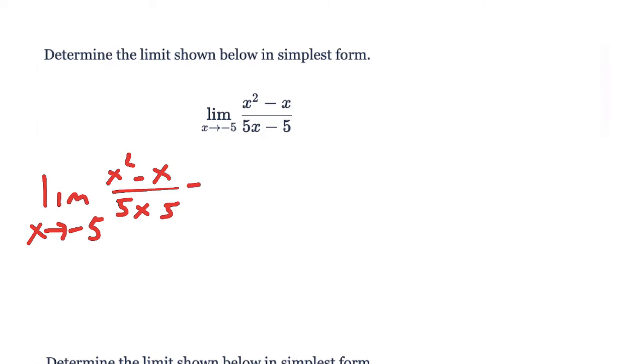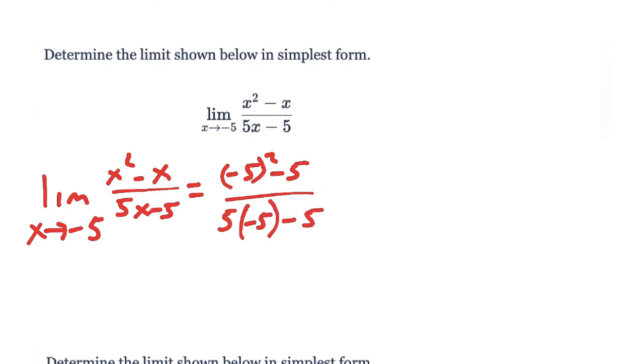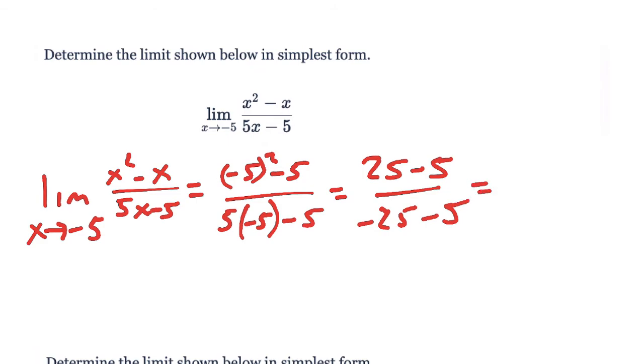If we do direct substitution, we would get negative 5 squared minus 5 divided by 5 times negative 5 minus 5. And if we go through this, we end up with 25 minus 5 over negative 25 minus 5. So we end up with 20 over negative 30, and we're done.